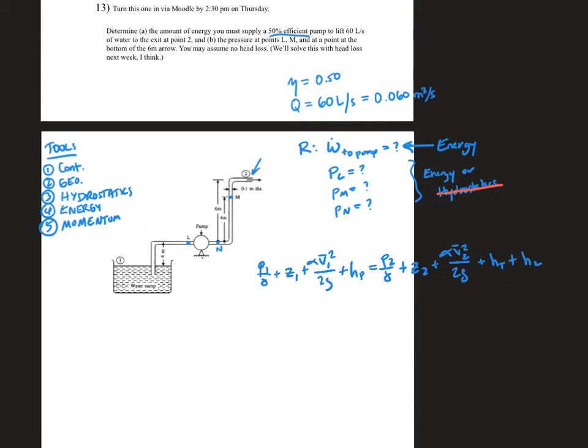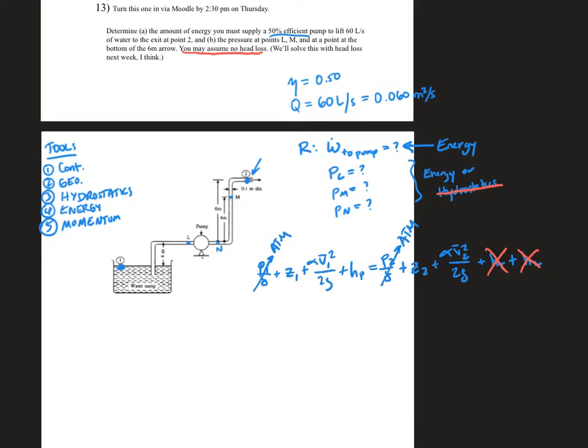I'm going to use red here and knock out the things that we're not going to worry about. I'm going to cross out the turbine because there's no turbine in this problem. I'm going to cross out the head loss because it says up here you may assume no head loss. Other than that, we have to give serious consideration to most of these things. P1 is right here on the surface. P2 is right here. In both cases it's atmospheric pressure, so the pressure term is going to go away, assuming we're working in gauge.